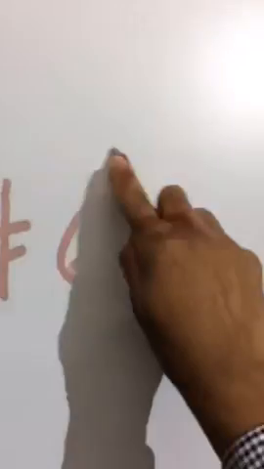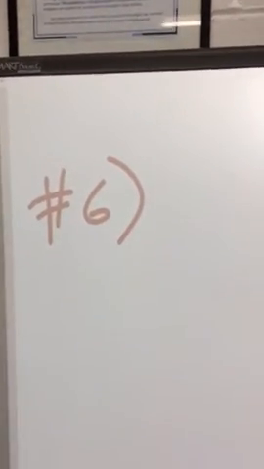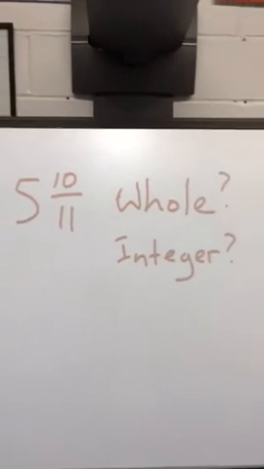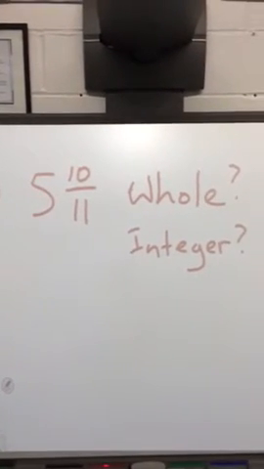Okay, now let's move on to number 6. Number 6 is asking you to find out what 5 and 10 11ths is. What kind of numbers can you use to describe that? If I use 5 and 10 over 11, is this a whole number? Is it an integer? Can you change this to make it into some form of a fraction? If you can, then you have the answer that you need.